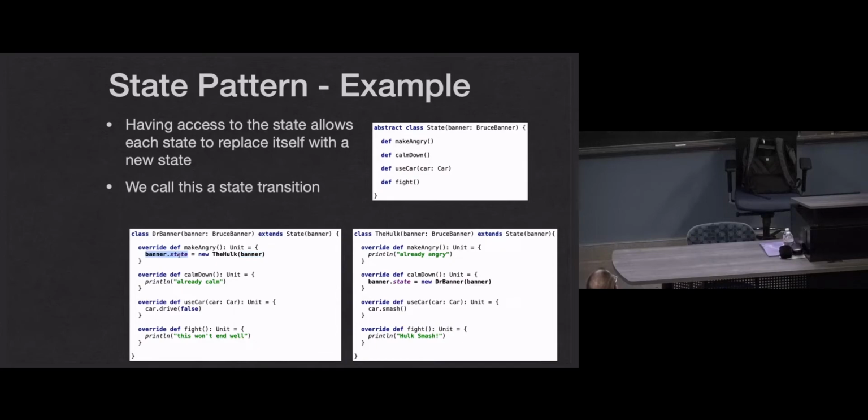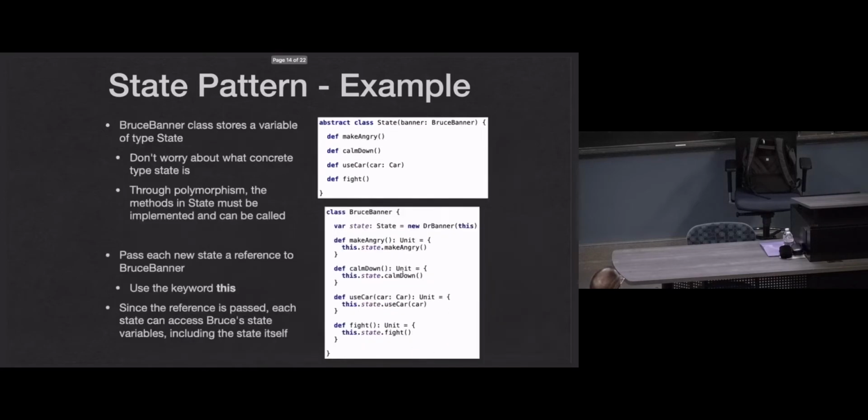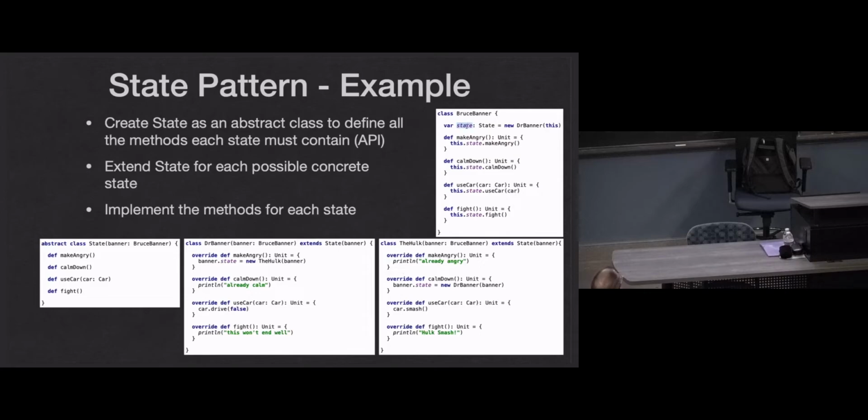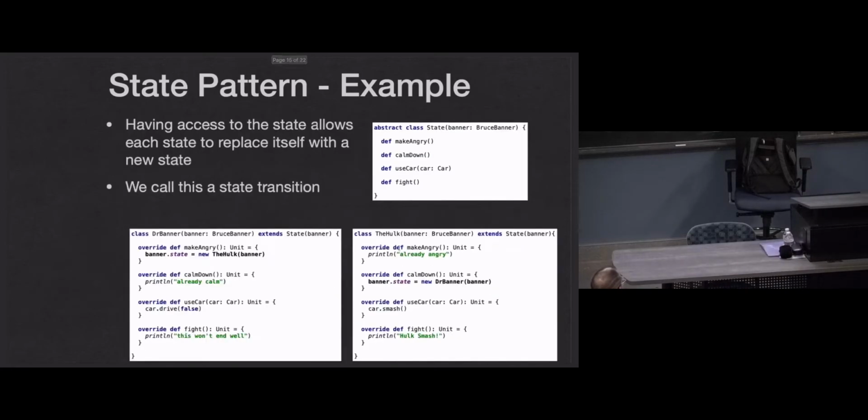Which is named state, which is of type state. Kind of overused state quite a bit in this lecture. But we're going to override that. So if we have Dr. Banner, we call make angry, and then we call another method after that, all 4 methods will have this behavior now, because this variable has a reference to an object of type the Hulk, we get all this behavior instead of this behavior.